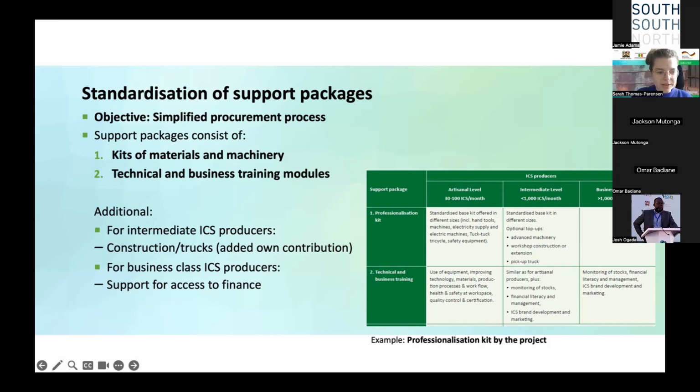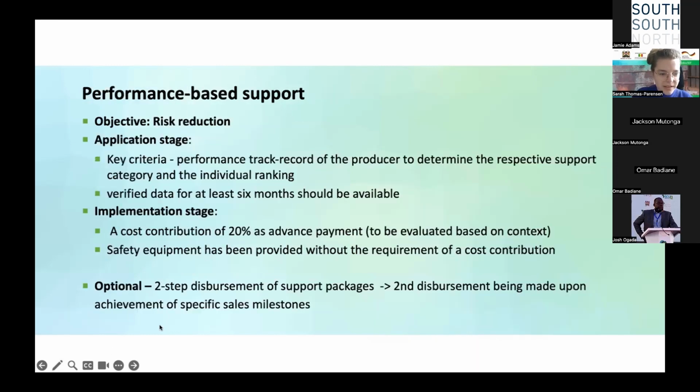And then the third designable element that is key for this is the performance-based support. There, the objective on one hand is project risk reduction, but also to place a focus on the best performing producers and help them scale up, because even if the project leaves or the support is ending, they will be able to scale up their production even further and kick off a sustainable market growth in the countries, as you have seen in the graph, where there was an exponential growth in the market.